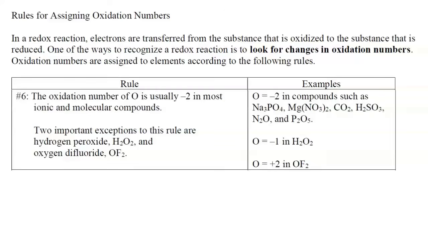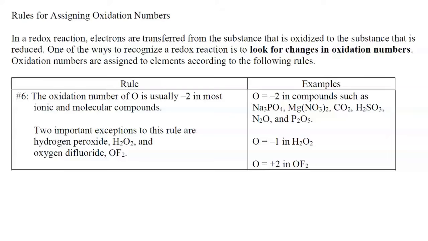Number 6, the oxidation number of oxygen is usually -2 in most ionic and molecular compounds. Here I'm showing Na3PO4, an ionic compound, and Mg(NO3)2, sodium phosphate and magnesium nitrate, those are ionic compounds. And in most molecular compounds such as CO2, H2SO3, N2O, P2O5, oxygen carries an oxidation number of -2.